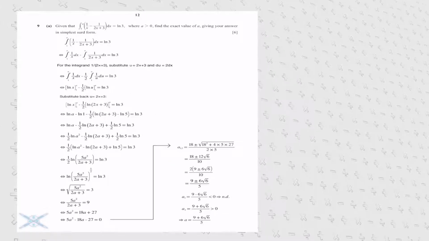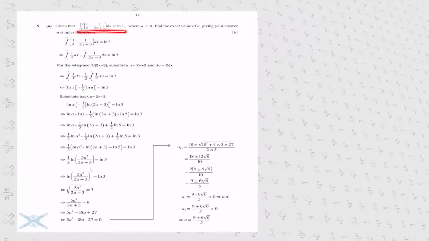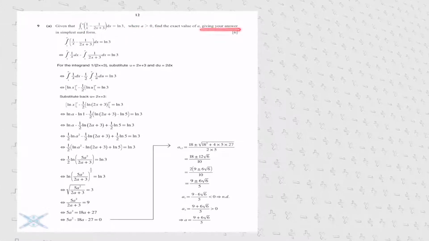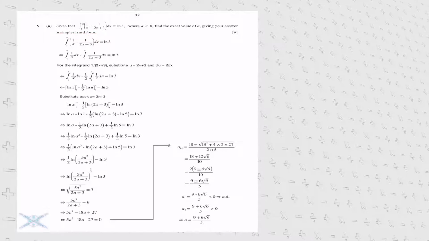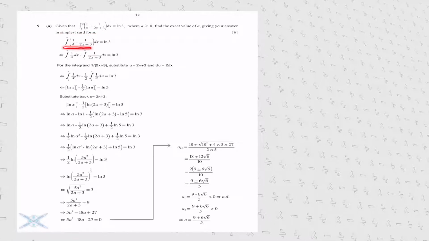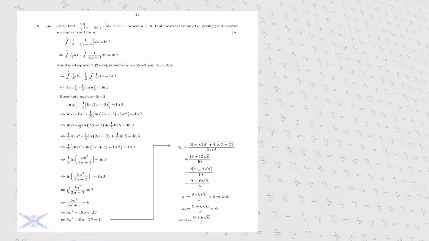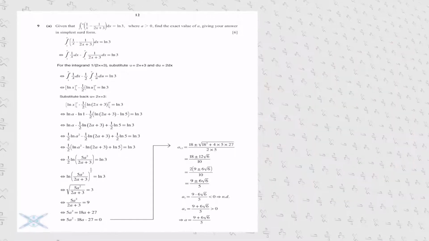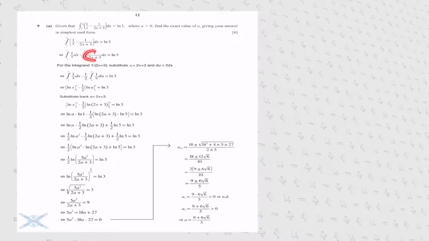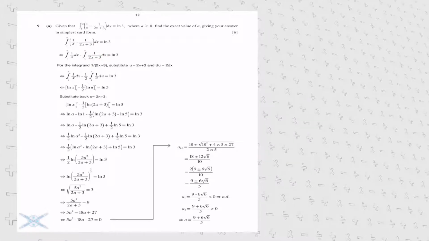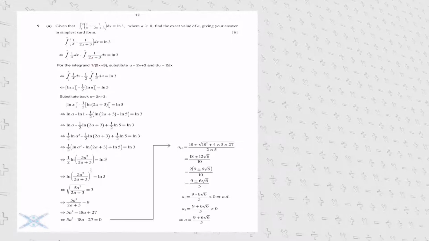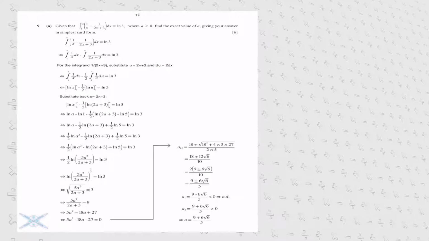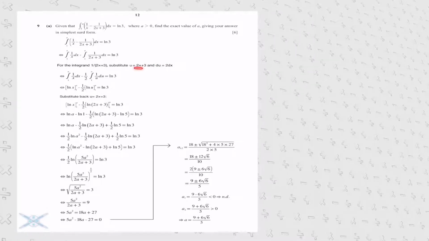On to exercise 9a, where we are dealing with this expression where a is larger than 0. Furthermore, we should give our answer in its simplest form. So in the first step, we will expand the integration using the difference rule, which you can find to the right of your screen. In the second step, we will substitute the integrand 1 over 2x plus 3, whereby the denominator will be substituted for u and du equals 2 dx, since the derivative of 2x equals 2.